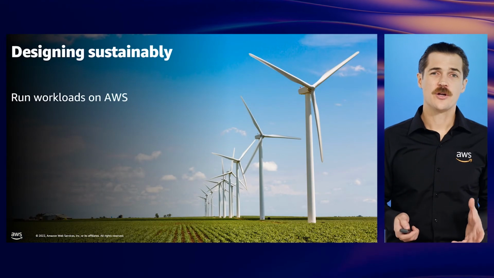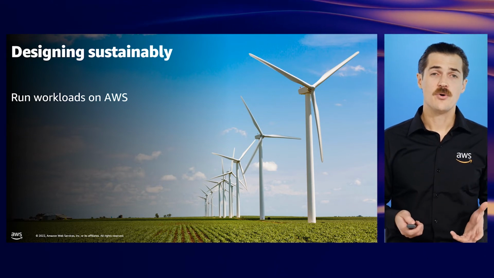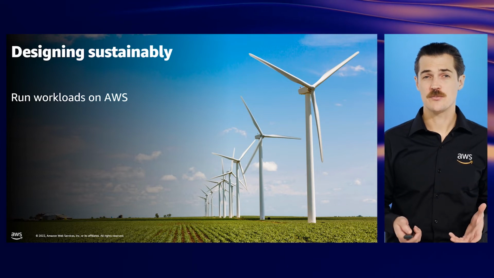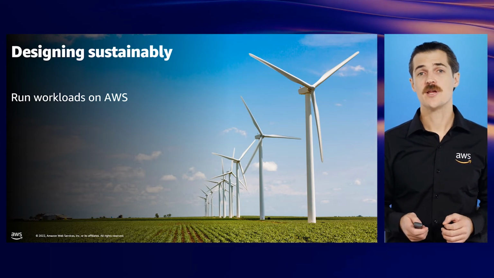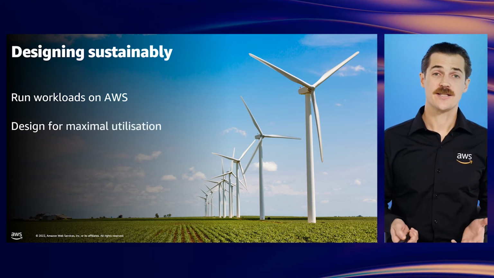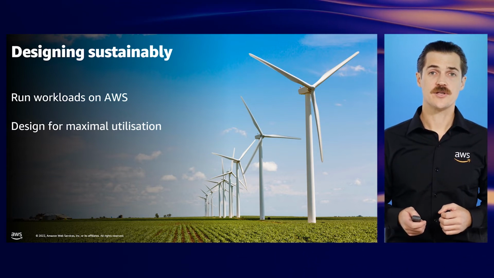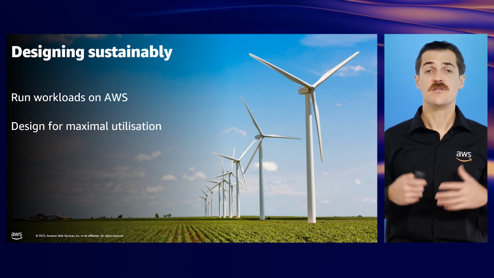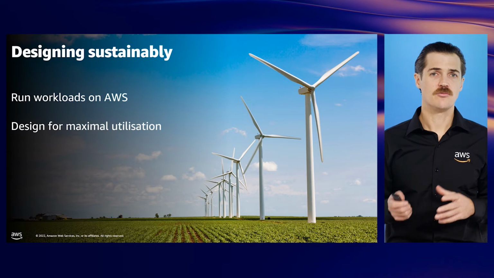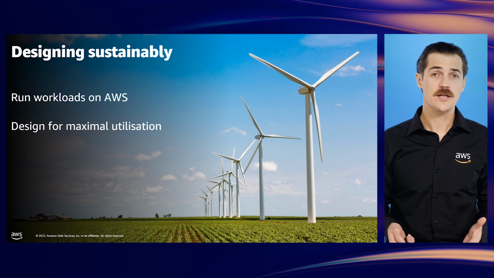Firstly, running your workload on AWS is already helping you to design sustainably. A recent report by 451 Research found that running a workload on the cloud can reduce energy consumption and associated carbon emissions by up to 80%. You should also design for maximal utilization. This means your designs should ensure high utilization of your resources, maximizing the energy efficiency of the underlying hardware. You should also aim to eliminate or minimize idle resources, processing, and storage to reduce the total energy required to power your workload.